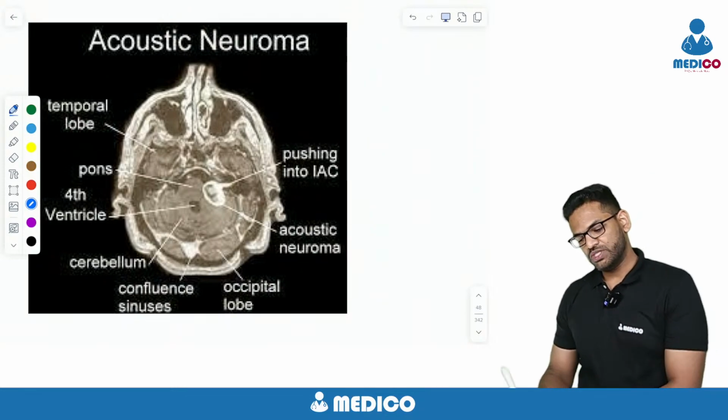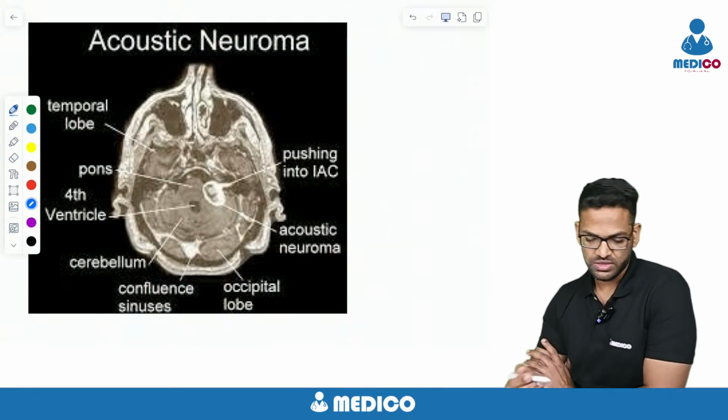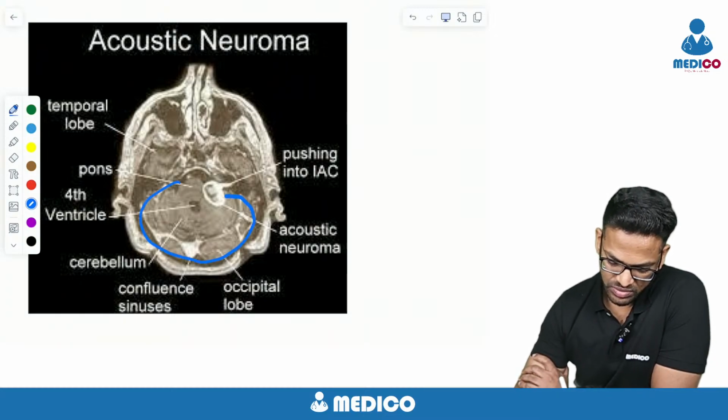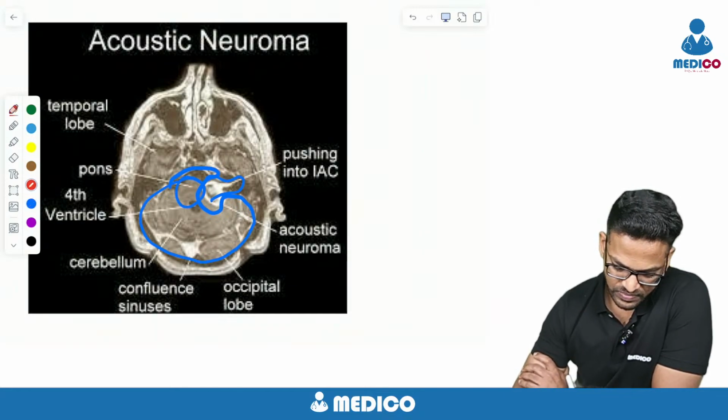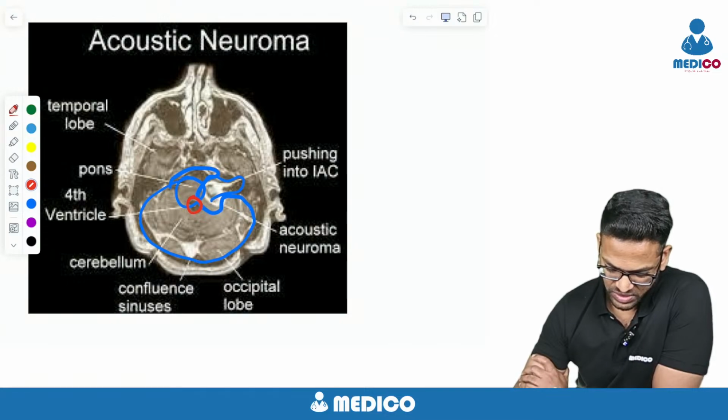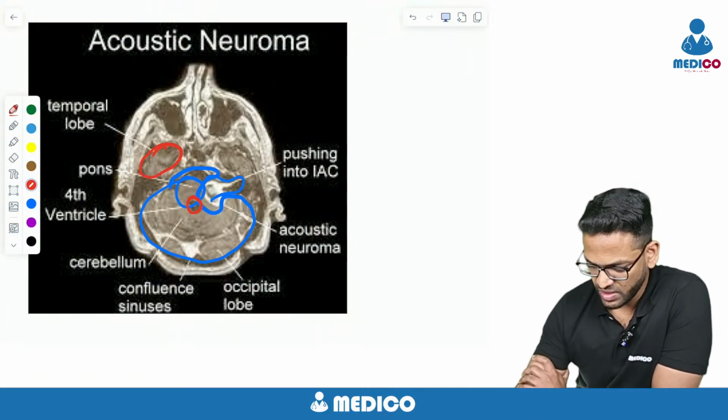Some things which they can ask from this image are to name, this is the cerebellum, this is the ice cream cone, then this would be the pons. Okay, this is the fourth ventricle. It's all mentioned there, fourth ventricle. And these are the important things. Okay, rest of it's okay. I don't think they'll ask. It's a temporal lobe. Yeah.